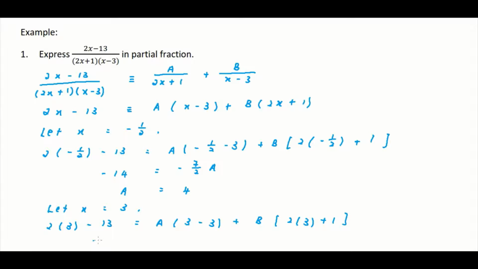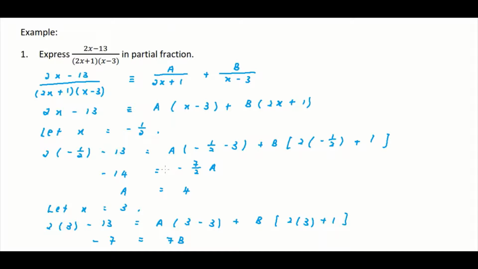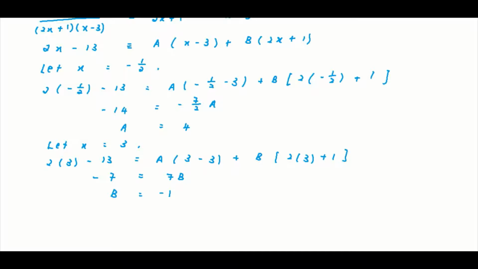So that's why 6 minus 13, I get negative 7 equals 7b. Now I can get my b, which will give me negative 1. So from here, I get my a and b. So now I can definitely write down my answer. I hope that you have written down in your own paper. You need to write down your answer again.